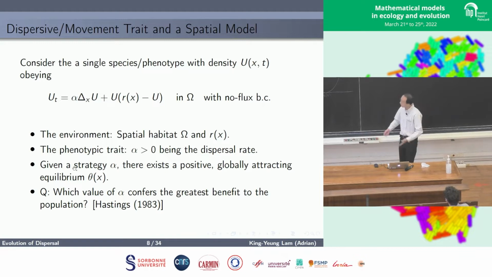So this is a very nice behaving model. It's a logistic diffusive model. So if you fix diffusion rate alpha, fix a type, then the problem has a single globally attracting equilibrium. Okay, the question originally posed by Hastings in 1983 is to ask what value of alpha. So how does the organism choose alpha? Okay, what type of alpha confers the greatest benefit to the population?